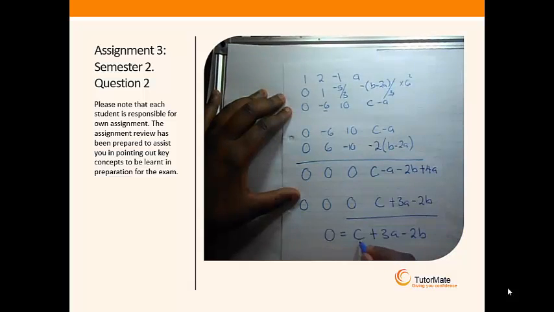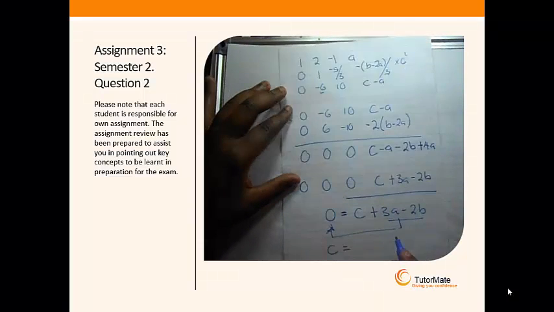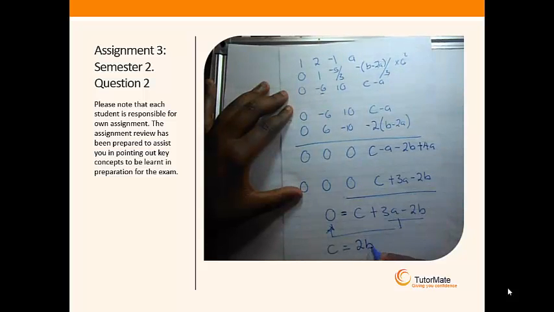If you are going to resort this equation to solve for c, if you take all these items to this side, the 3a becomes a negative and the 2b becomes a positive. So you're going to have c is equal to 2b minus 3a. So we have successfully solved to say that if c is equal to 2b minus 3a, then the linear system is consistent.